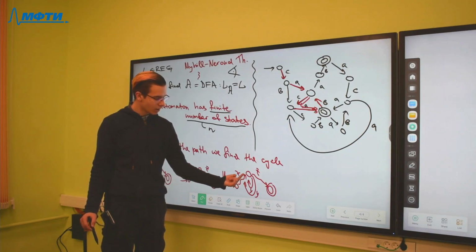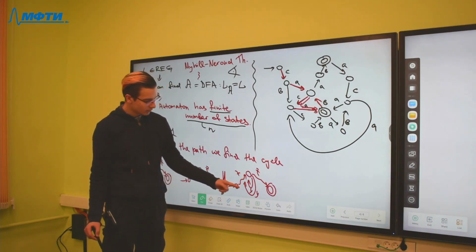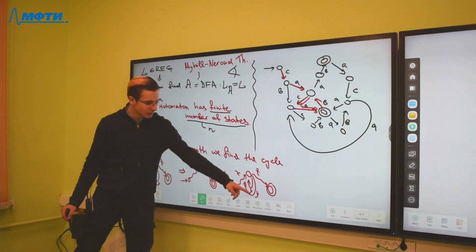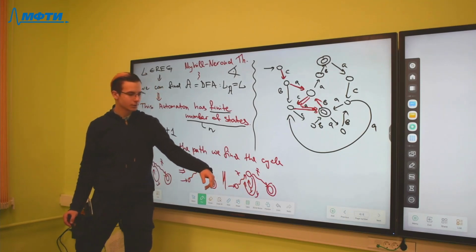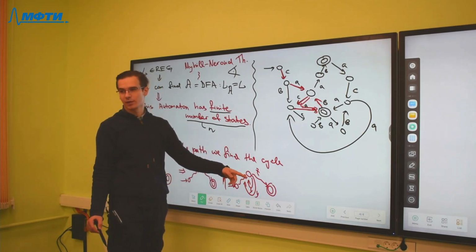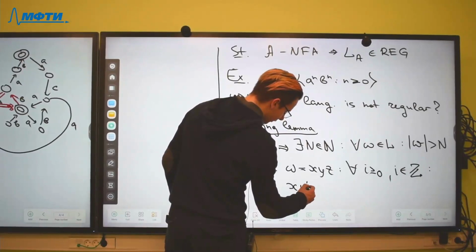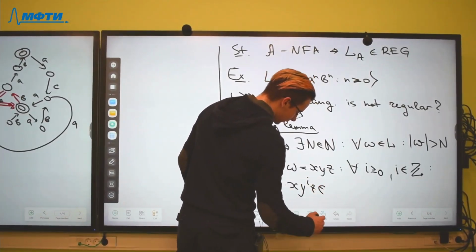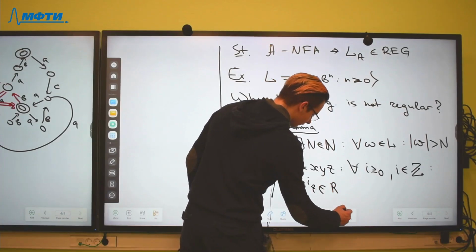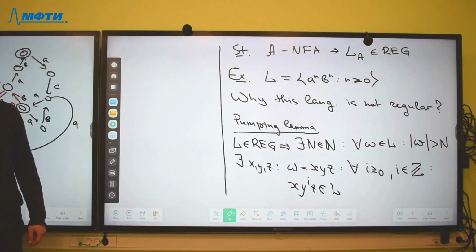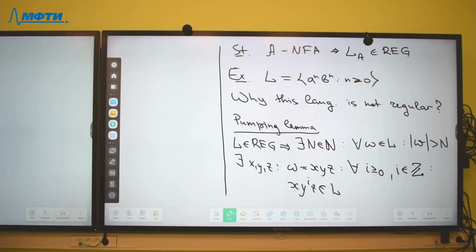So the word xz is in the language. The word x, y, yz is in the language. And we can repeat this cycle a lot of times. So for all the integer numbers, such words are in the language. And it is about the structure of the regular languages.